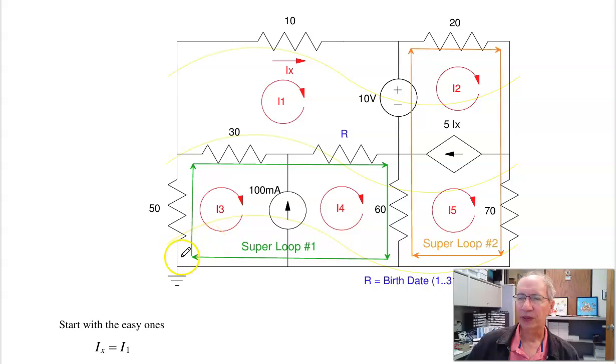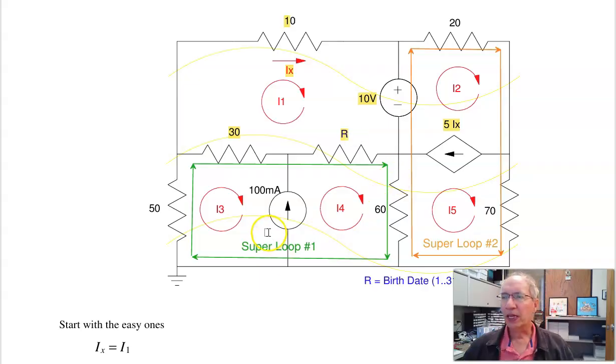If I do loop I3, or super loop I1, it goes 50 I3 plus 30 (I3 minus I1) plus R (I4 minus I1) plus 60 (I4 minus I5) is 0, back where I started. And one of the ways I figured out those super loops: if I take the previous equations, I've got Ix equals I1. I've got 5Ix is I2 minus I5. I did the loop equation, which takes into account these terms.